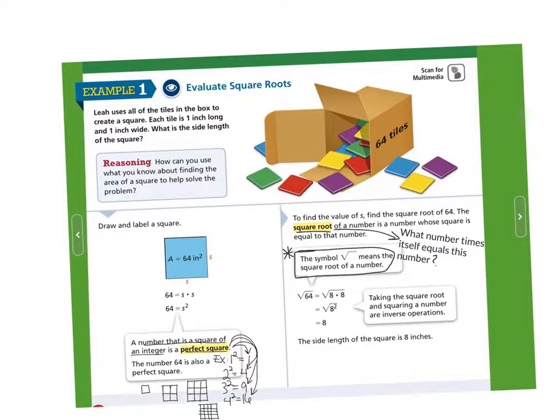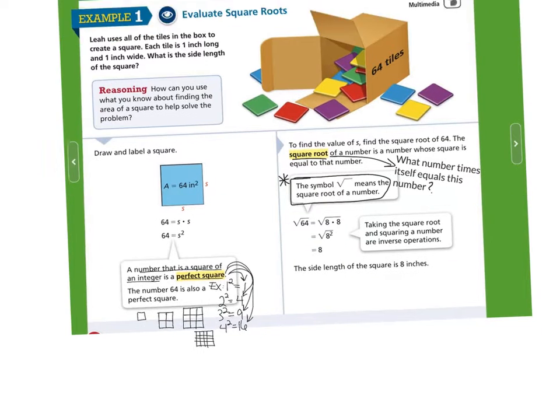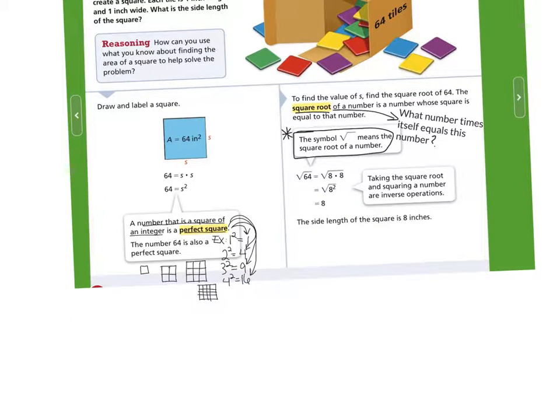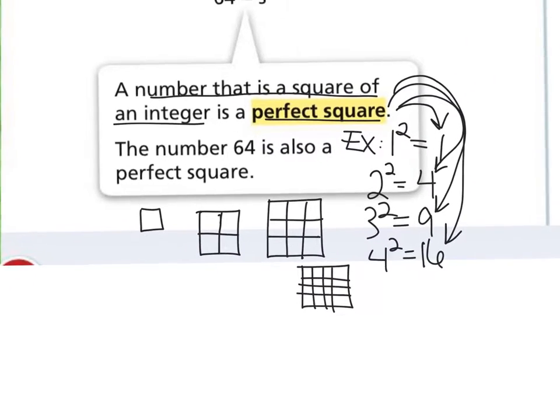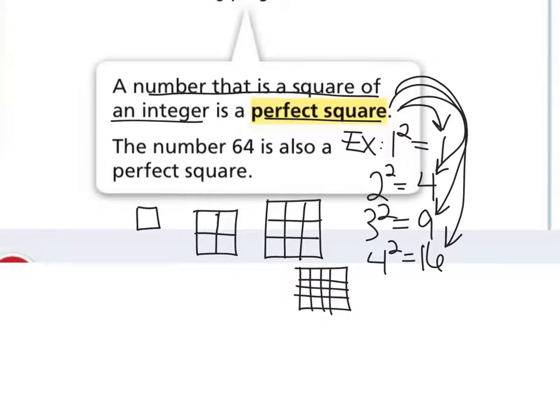So basically what we're trying to do is use all 64 tiles to make a square. What we can do involves square root, which we'll get to in a minute. Before we do that, let's just talk about a perfect square. The number that is a square of an integer is called a perfect square. For example, 1 squared, 1 times 1 is 1. So 1 is a perfect square.